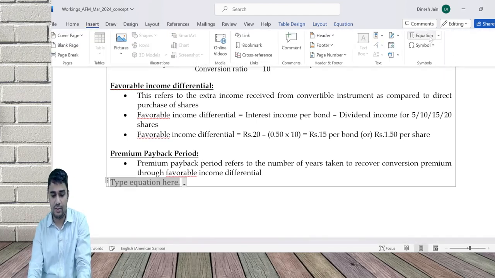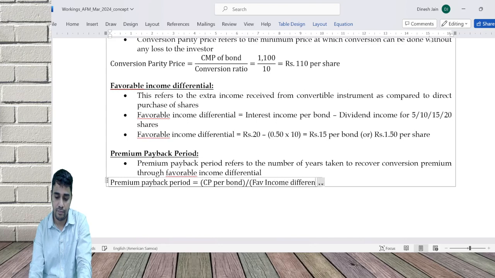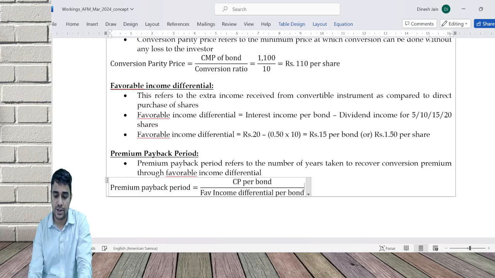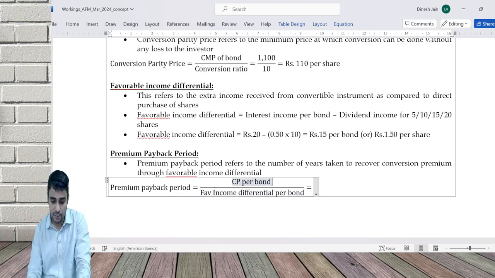I don't expect a formula to be known to you. Understand the logic, and you can do any type of question. Premium payback period is equal to conversion premium per bond divided by favorable income differential per bond. You can do per share also, okay? Per bond or per share in the numerator, the denominator also per bond or share.